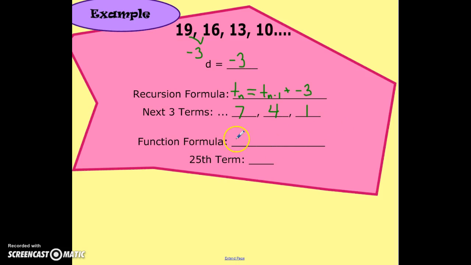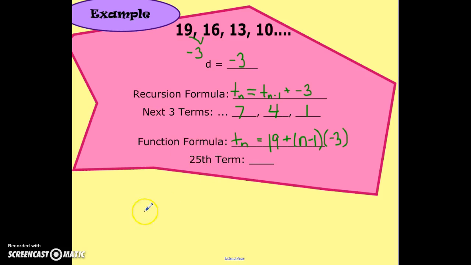My function formula, to find a term, I take the first term, and we can actually plug in that first term. So let me do that instead. The first term, which is 19, plus n minus 1 times the difference, which is -3.